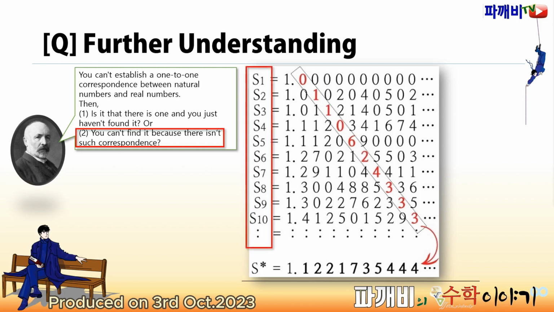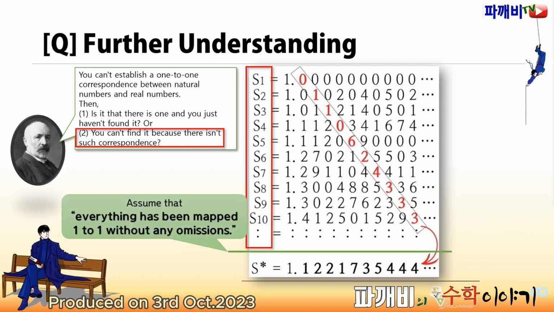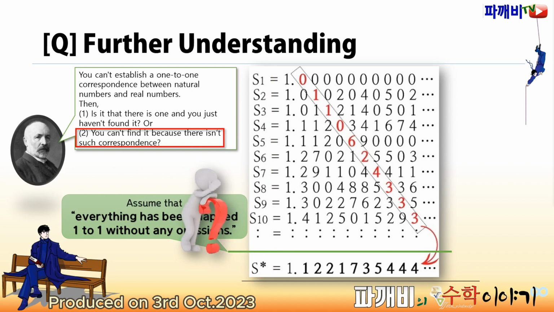Again, let's think about whether there are missing numbers in the natural numbers when it comes to one-to-one correspondence. The starting point of this thought should be the same as before, starting from here. This is assuming that everything has been mapped one-to-one without any omissions. So, we should be able to find any missing numbers from here, but there is no way to do that. Could it be that there is a way to do it, but we just don't know it yet?